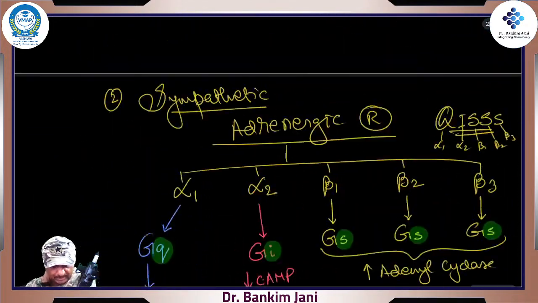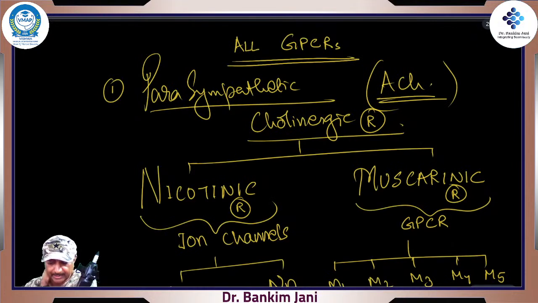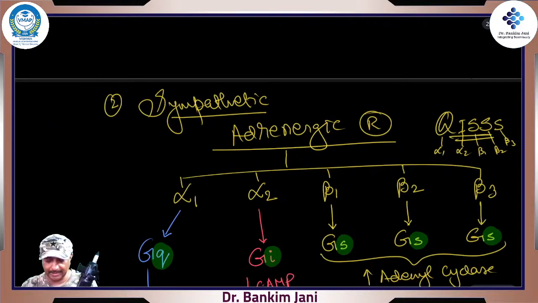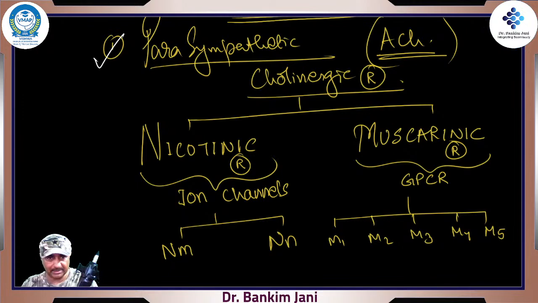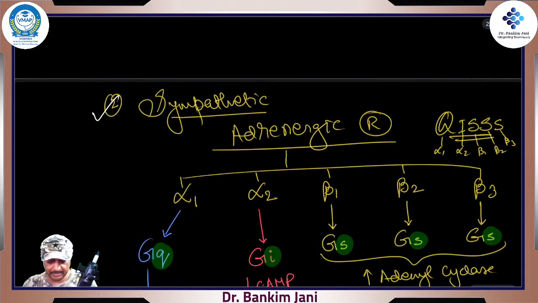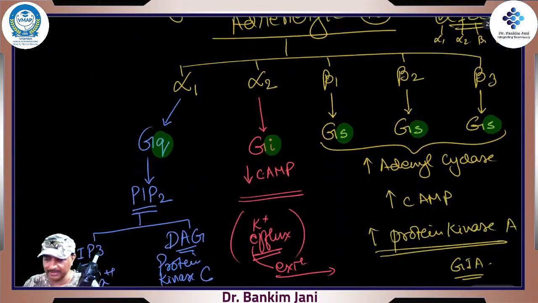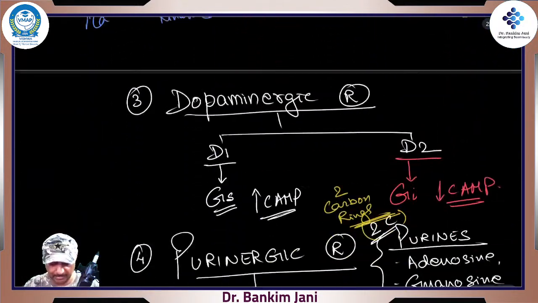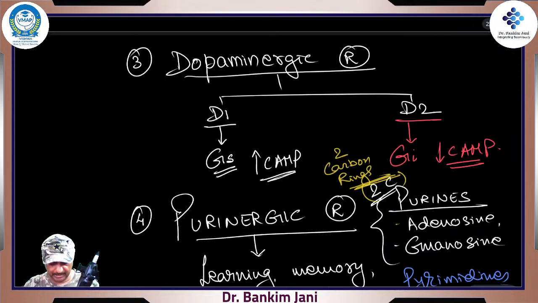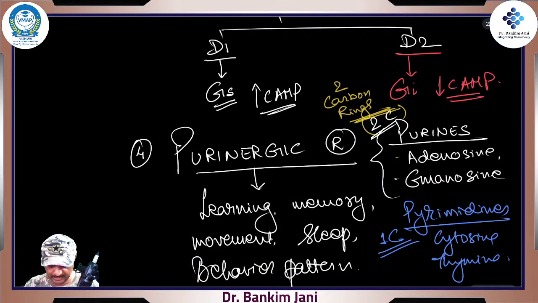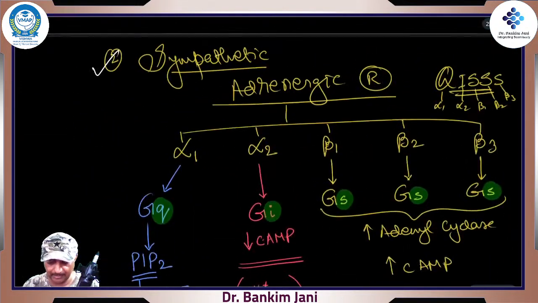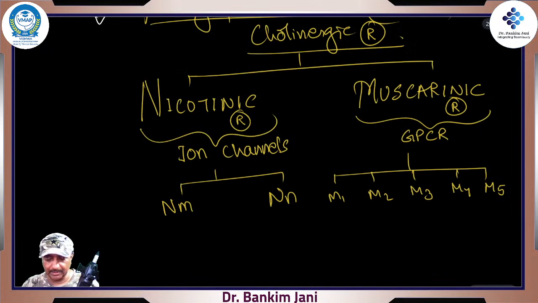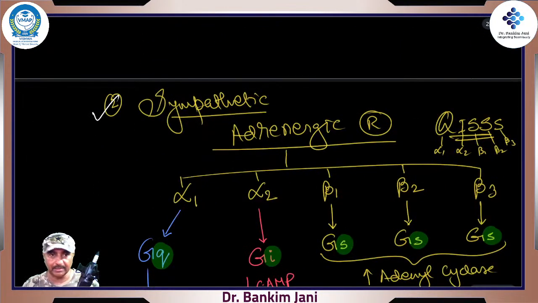So we have got 4 types of receptors. Parasympathetic, that is what we call cholinergic. Cholinergic and adrenergic are the main ones, right? In this, we had nicotinic and muscarinic, and over here, adrenergic: alpha 1, alpha 2, beta 1, beta 2, beta 3, is Q I double triple S. And then finally dopaminergic and purinergic. Dopaminergic and purinergic are specific for specific purposes. Most of the games will be played between cholinergic and adrenergic receptors.